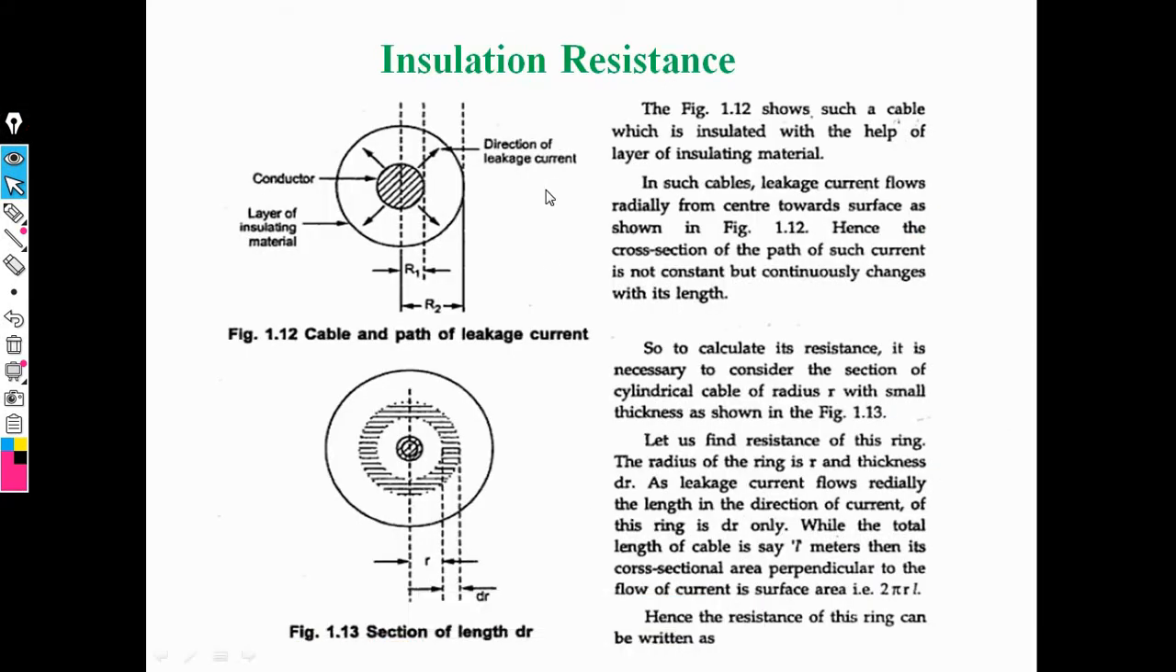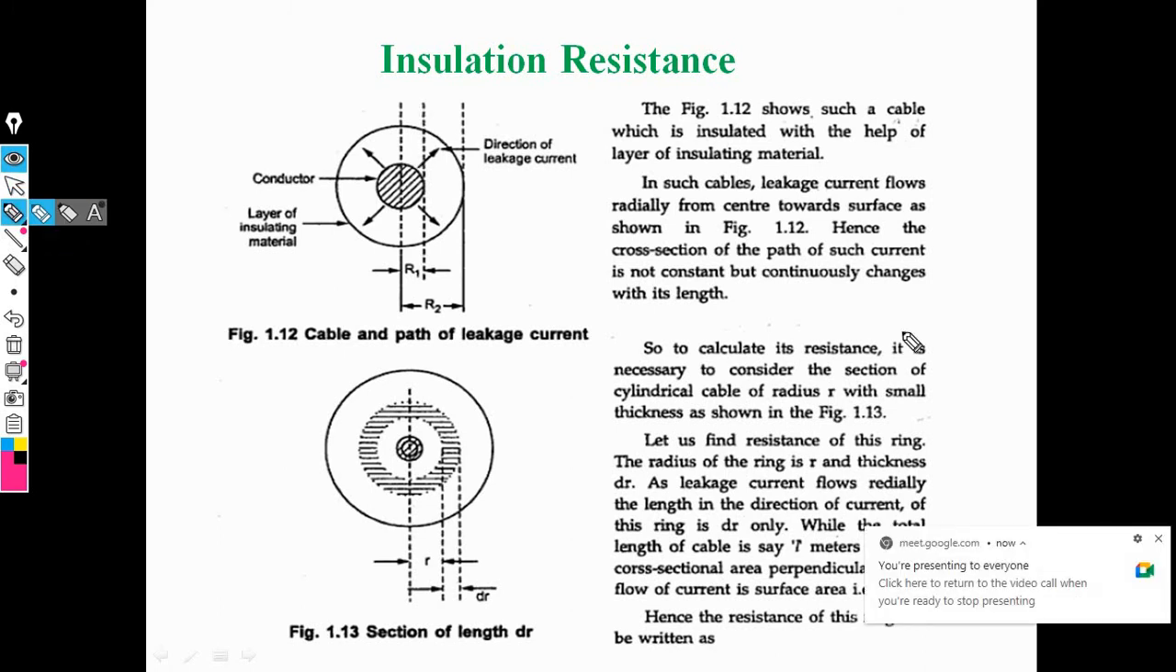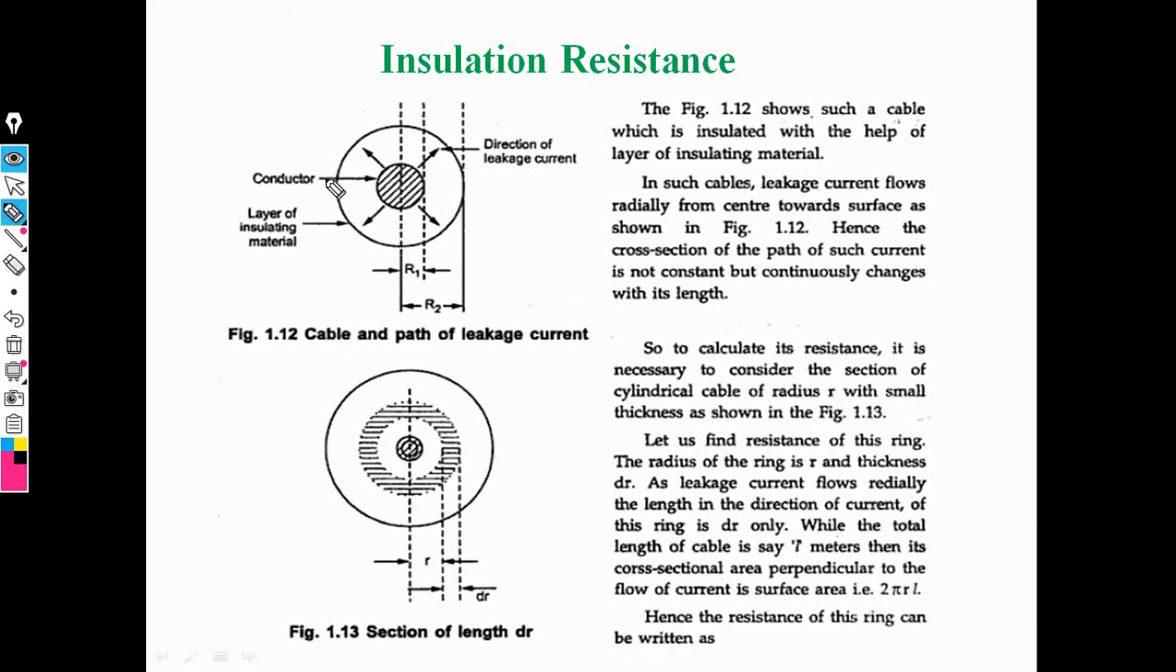Now this is the cable, with its insulation resistance. This is the conductor, then the layer of insulating material. The arrow indicates the direction of current. The insulation resistance consists of the conductor, insulating material, and direction of leakage current. This electric cable consists of two resistances, R1 and R2, where R1 indicates r and R2 indicates dr.